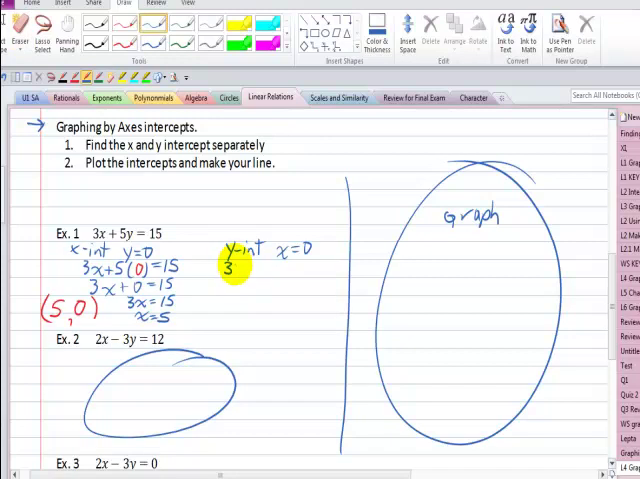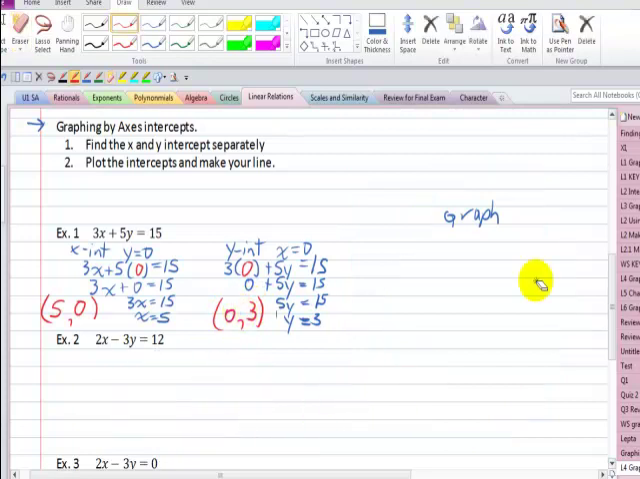And so you're going to get 3 times 0, plus 5y equals 15. 0 plus 5y equals 15, 5y equals 15, y equals 3, and your point is 0, 3. Okay, so let's graph it now.